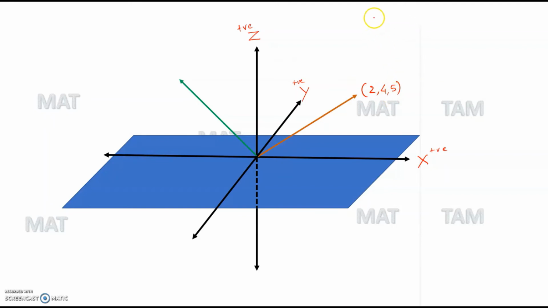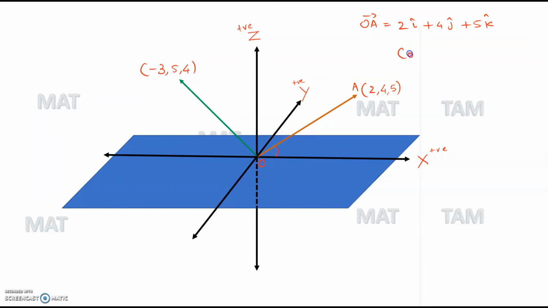If I define this as a vector, let's call this point A and this as my origin. Then my vector OA can be defined as 2i cap plus 4j cap plus 5k cap. Similarly, let's consider a point here which is -3, 5 and 4. I'm assuming that the y and z values are positive, and only my x value is negative here. So let's find this angle.